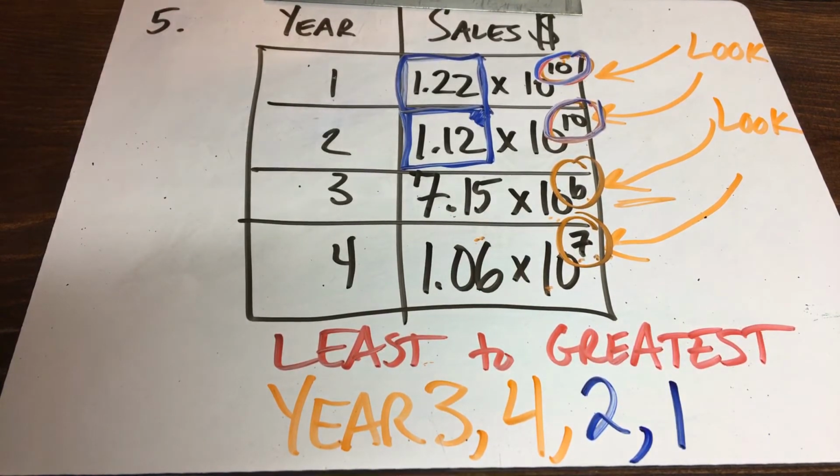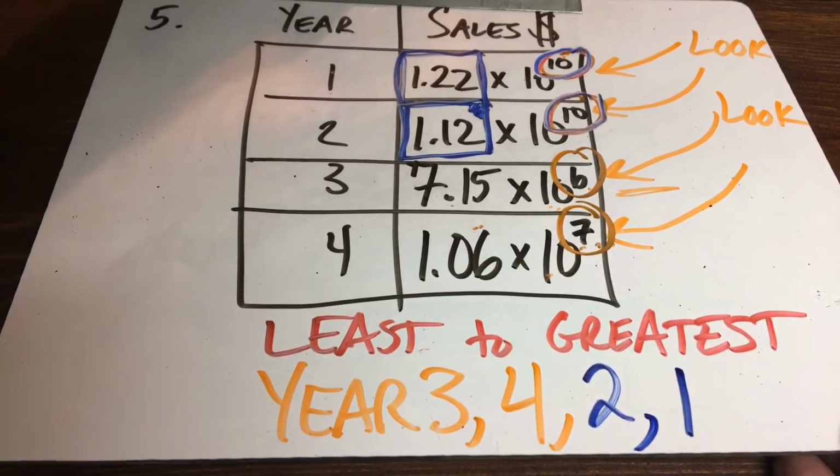Okay, so that's number 5 on page 54. It matches up perfectly with number 7 on page 55. So if you want to pause the video right now, pause it, go do number 7 on page 55 if you have your book, and then come back.